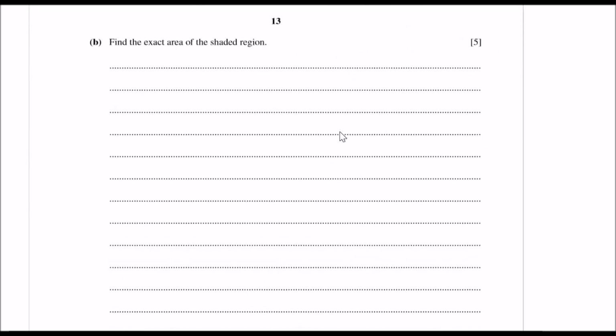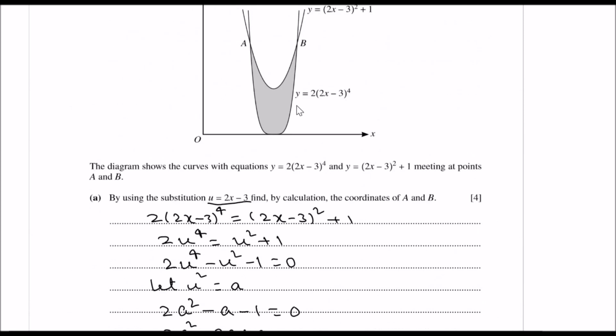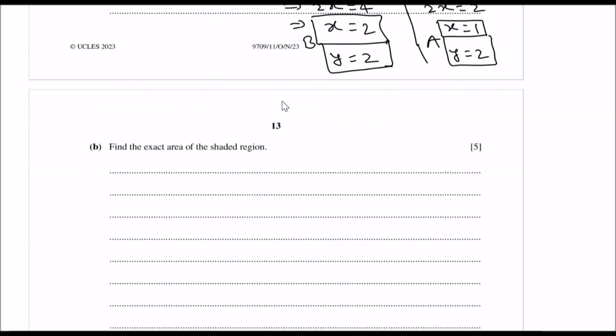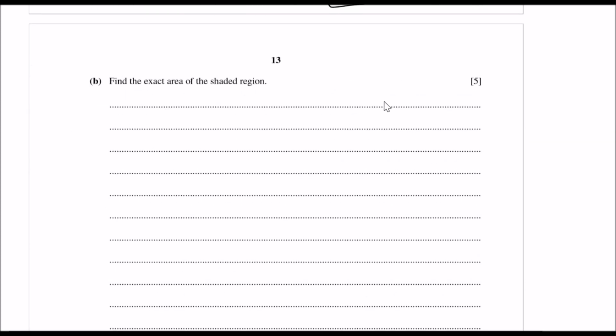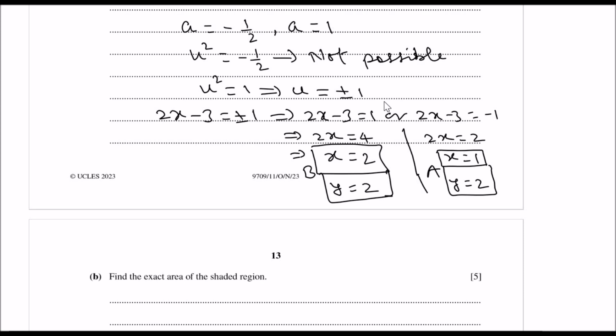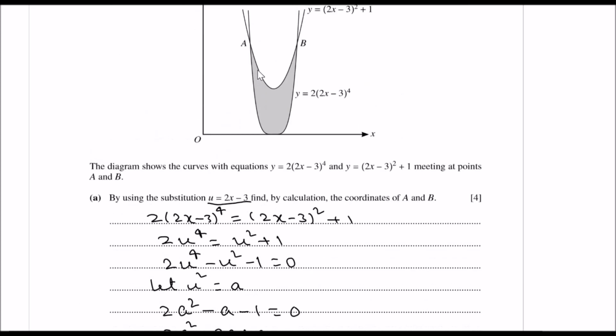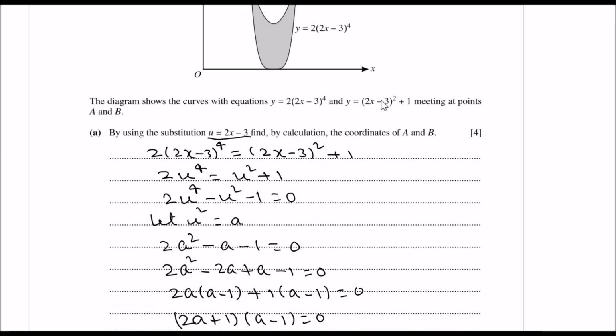Now let's go to part B. It says find the exact area of the shaded region. We have to find the exact area of the shaded region. So you know there are two curves involved, so upper curve minus lower curve. Then we need to integrate, and the limits we have got, that is the x values, so 1 to 2, right?